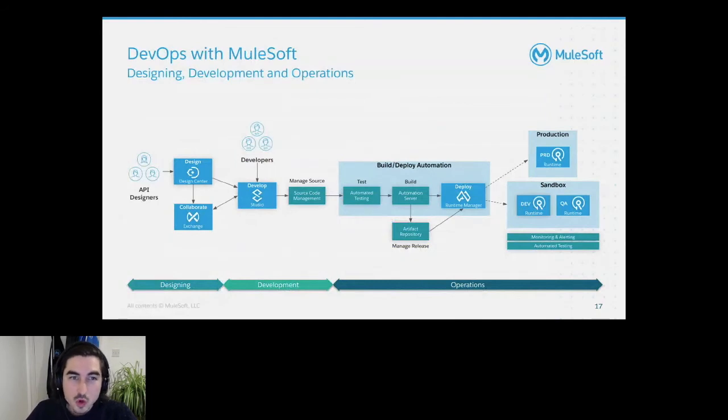This is another view that involves a little bit of DevOps in case you're interested. So think about the API designers designing in Design Center. The collaboration is done through Exchange. The developers then can work in Anypoint Studio. And then the other components that you see there are tools and components that are out of the MuleSoft scope that you will satisfy with, let's take a look at the first one, source code management. That is whether GitHub, Bitbucket, whichever you're using.